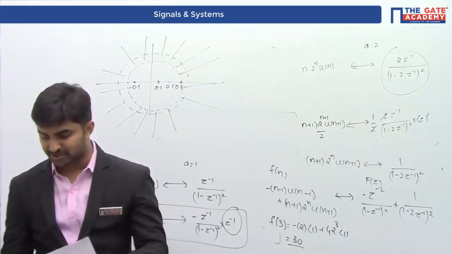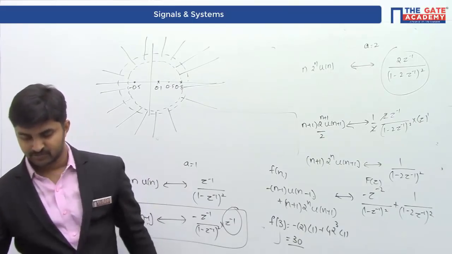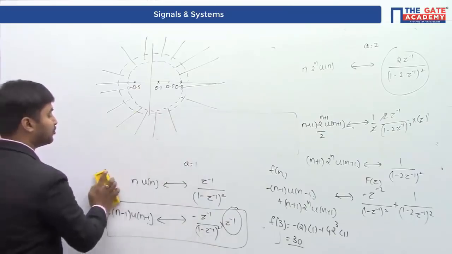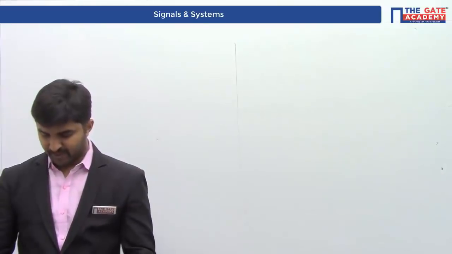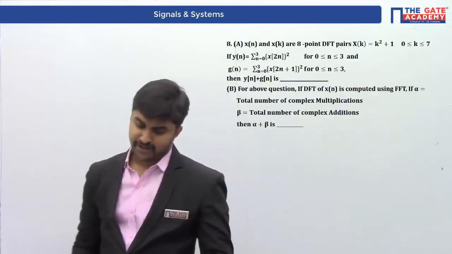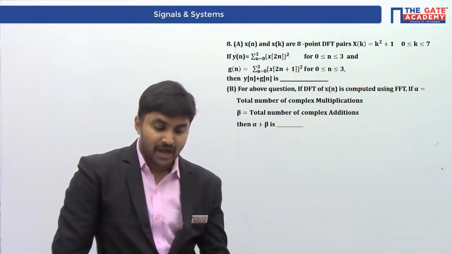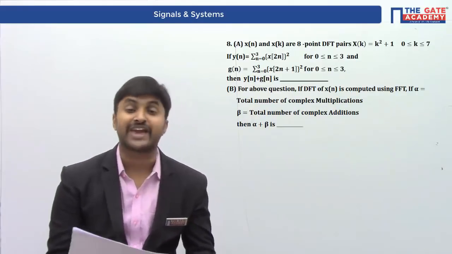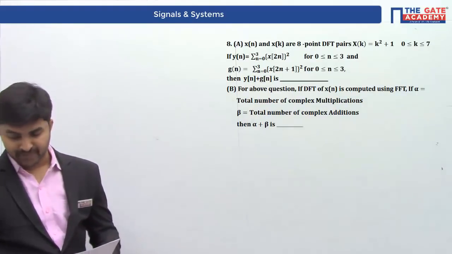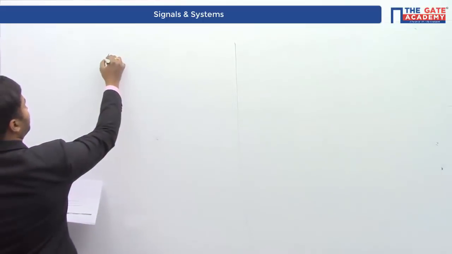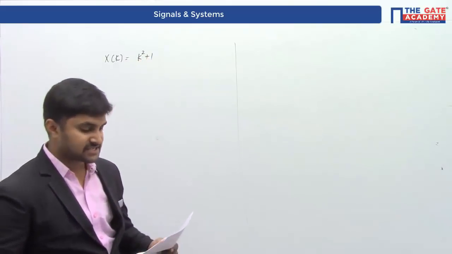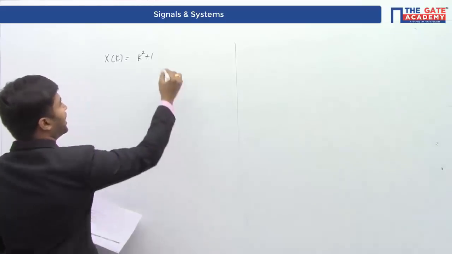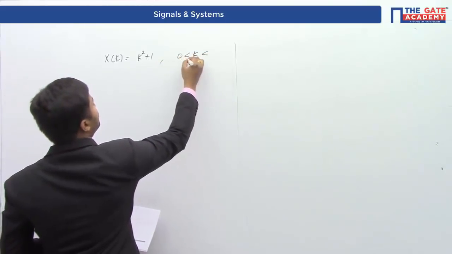Now let us go for the last question. Let me erase the board. Now let us do the 8th question. It's a very interesting question that has been asked from the concept of DFT. Here x of n and X of k are 8-point DFT pairs, where X of k is given as k square plus 1, and the value of k ranges from 0 to 7.